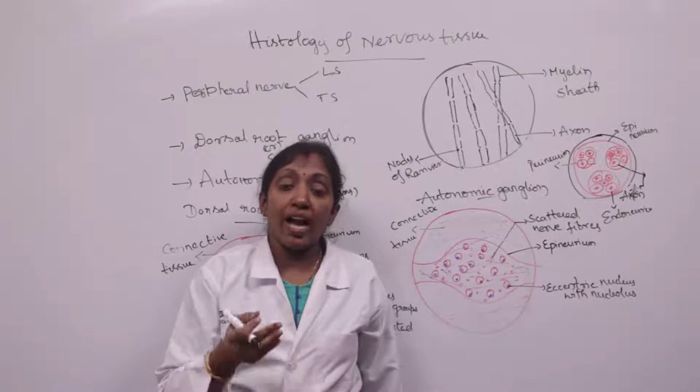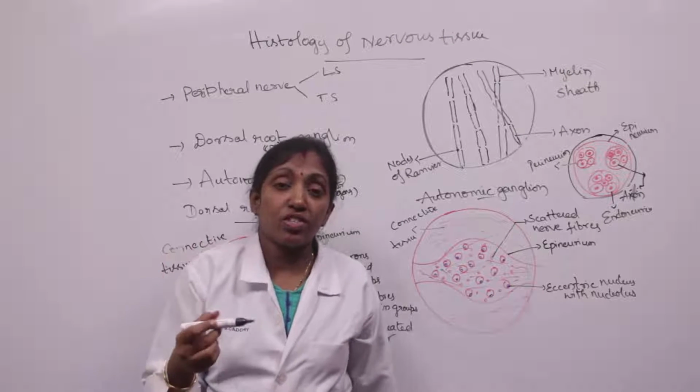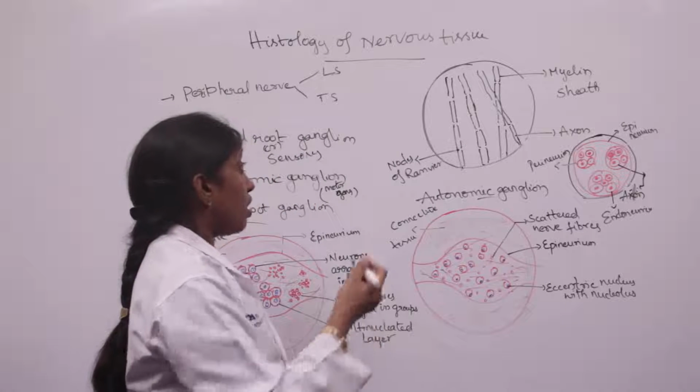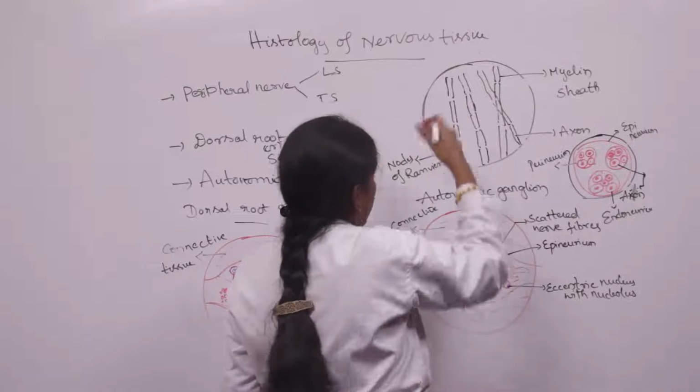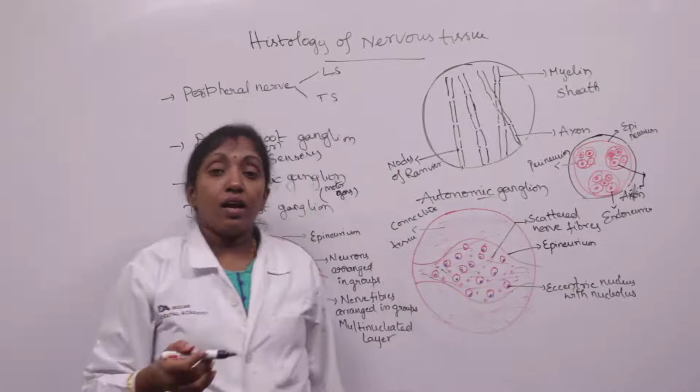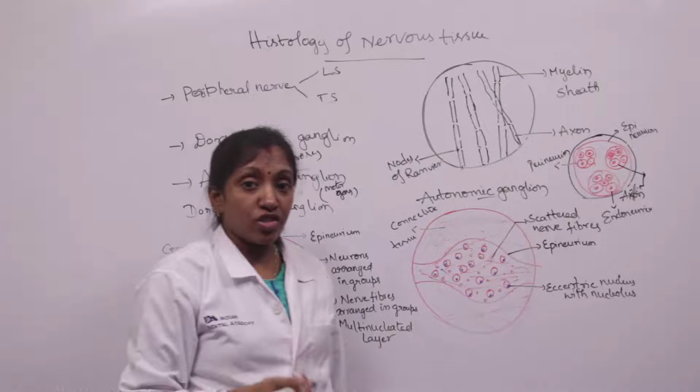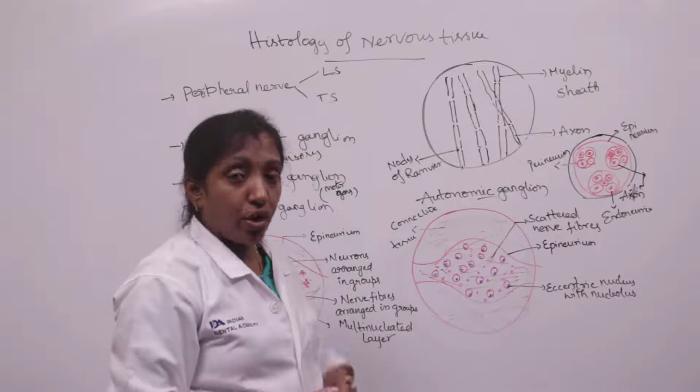Outside the myelin sheath, we have squamous cells present. These squamous cells make up the neurilemma layer. These squamous cells are responsible for the formation of the myelin sheath. The myelin sheath is made up of phospholipids.